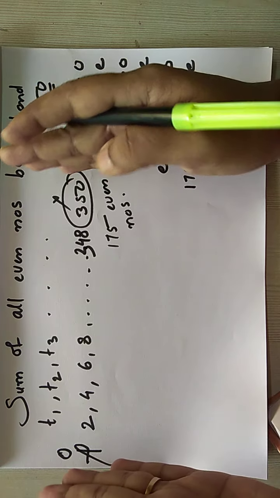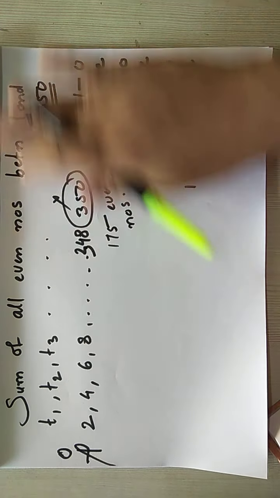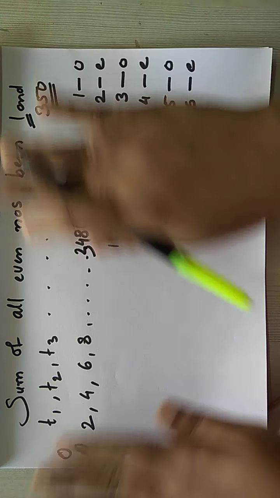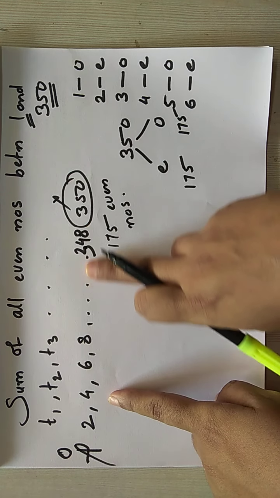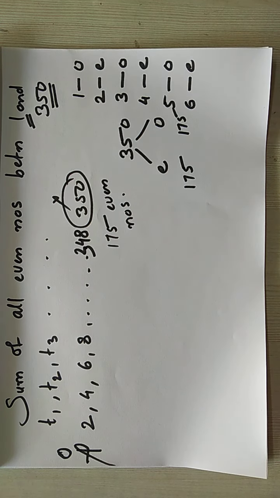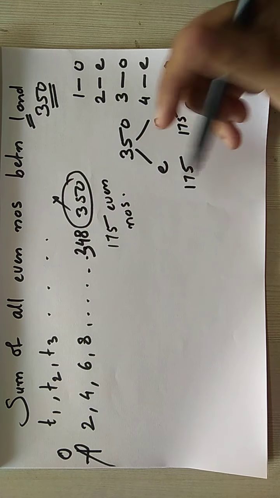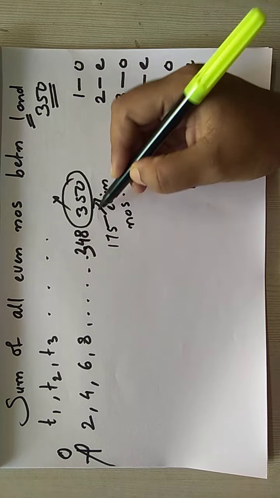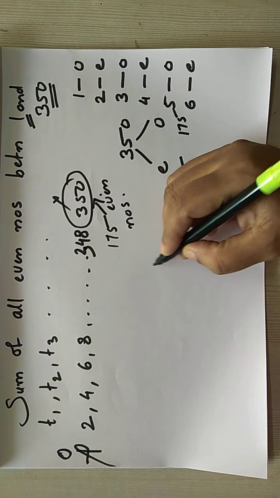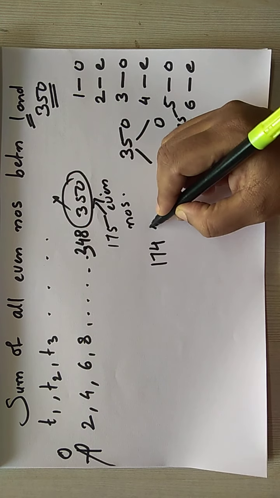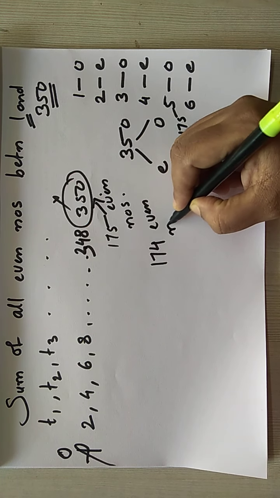So when it is between 1 and 350, you cannot take 1, you cannot take 350. So between 1 and 350, what are the even numbers? 2, 4, 6, 8 till 348. Okay. So we had 175 even numbers from 1 to 350, and from that one number, 350, we removed. So we have total 174 even numbers.